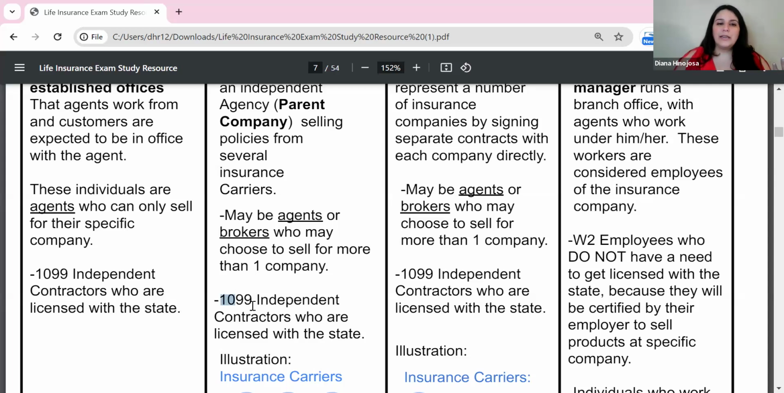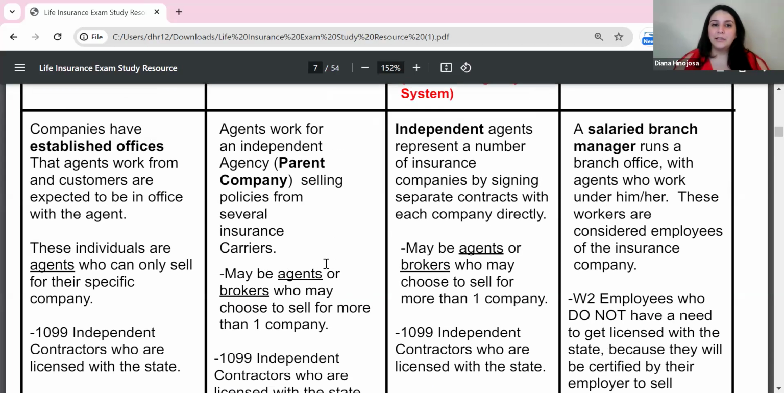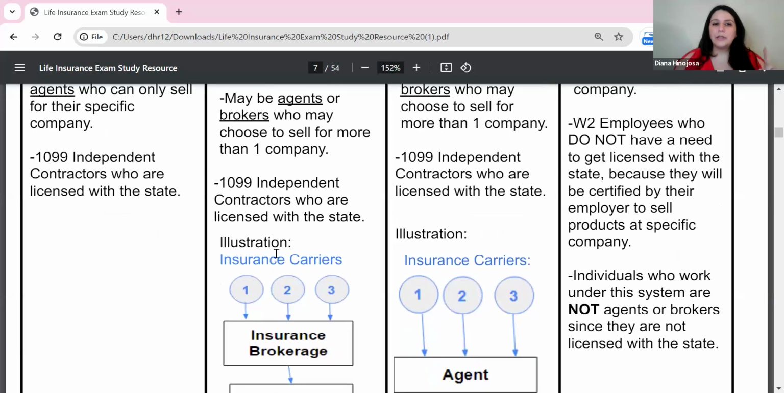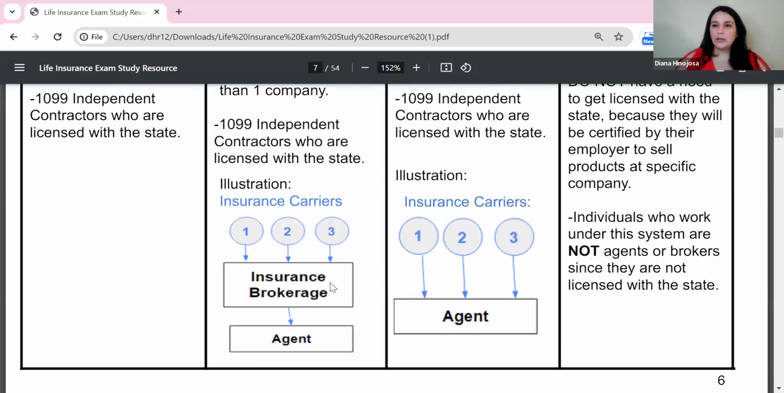You're also a 1099 independent contractor, so you are going to be commission based. This is typically the way that it works, and you are required to have your license with your state. So again, agents, basis, you have your license with your state. You're able to sign up with one company. And this is what that illustration looks like, guys.